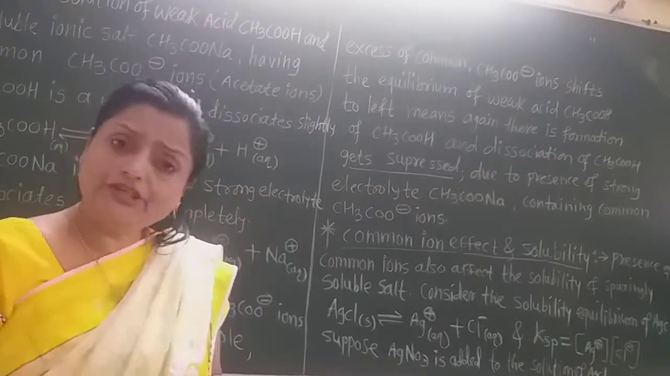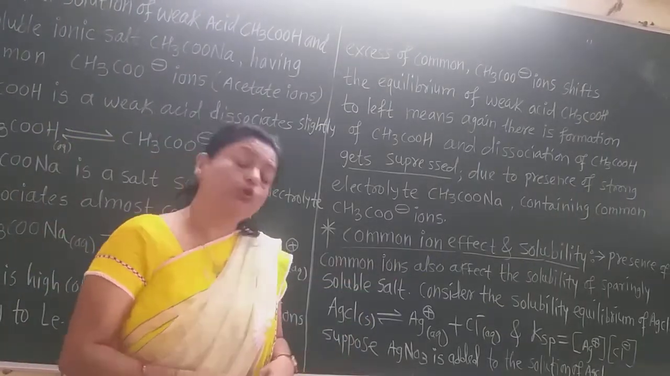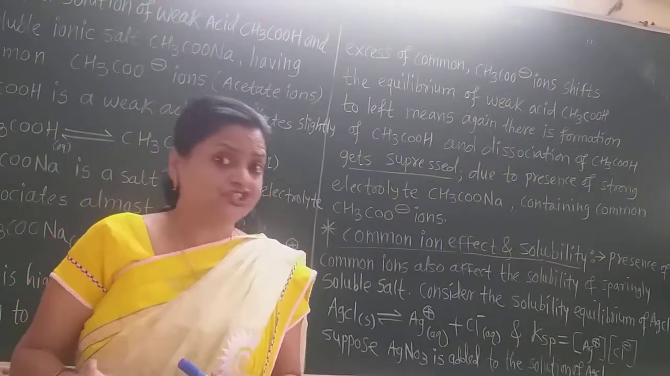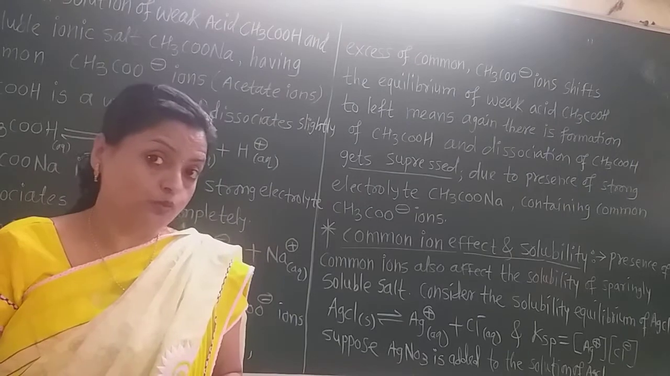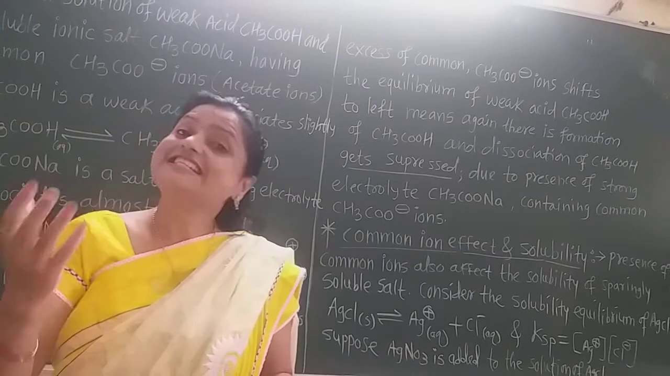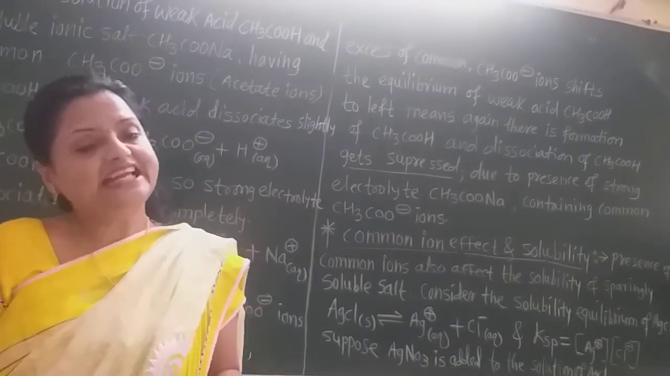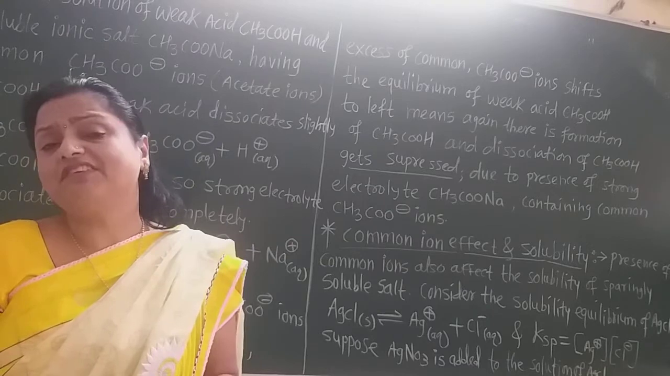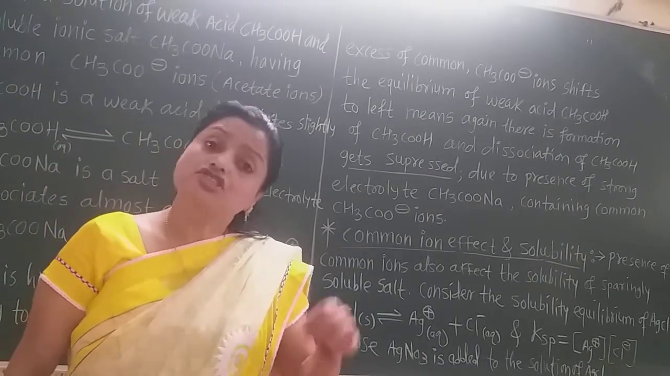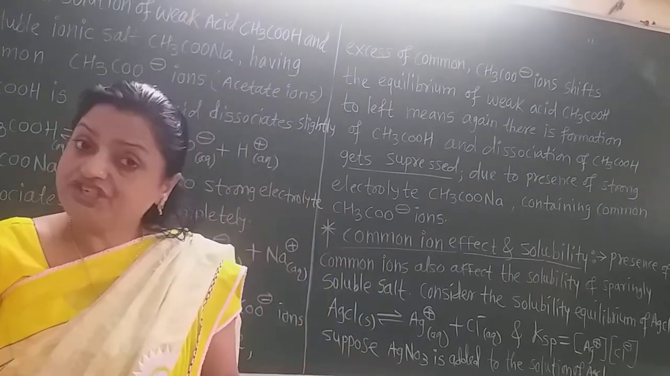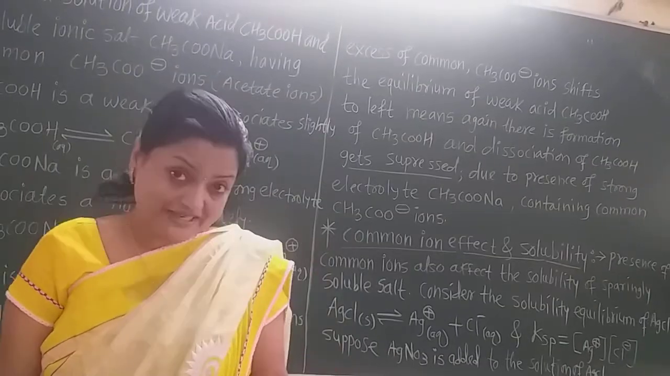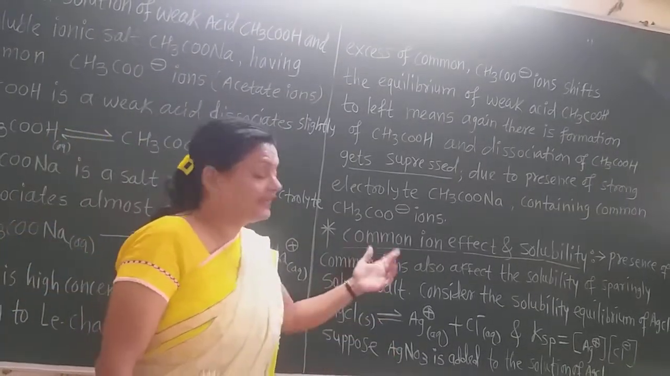Now see the next topic, common ion effect and solubility of the sparingly soluble salt. Now this common ion effect also affects the solubility of the sparingly soluble salt. What are the sparingly soluble salts? Very less soluble salts, such as silver halides, AgCl, AgI, AgBr. These are the silver halides and they are sparingly soluble salts. And if we add a strong electrolyte which contains one of the common ions, what happens? Their solubility again gets suppressed. That is the common ion effect and solubility.